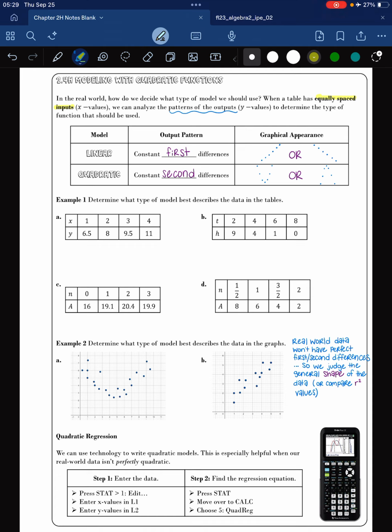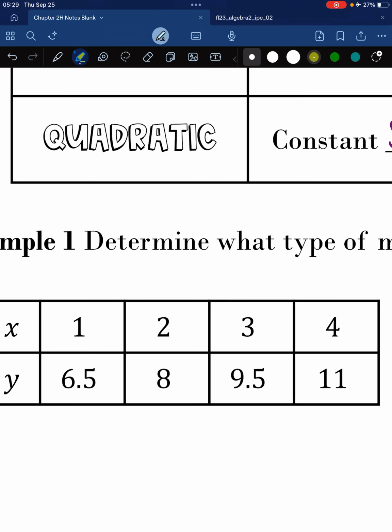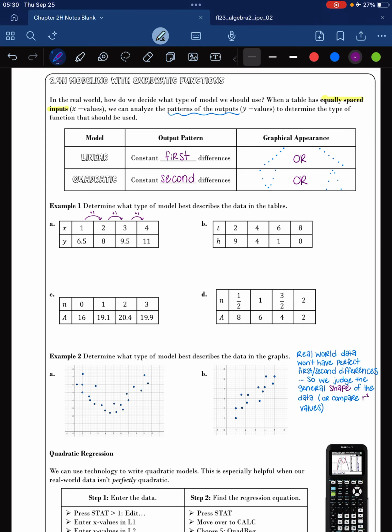Something really cool happens, a really neat pattern forms, as long as we've collected data with equally spaced input values. Those are going to be my x values, though maybe we're using a different variable. In example 1, we can see that these inputs go up by 1 each time: plus 1, plus 1, plus 1. That is constant, so I have equally spaced inputs.